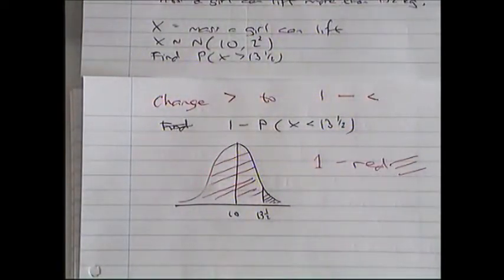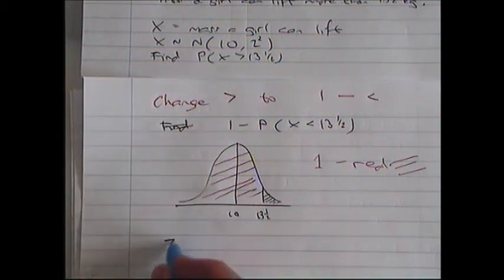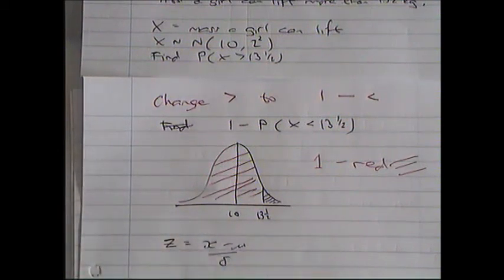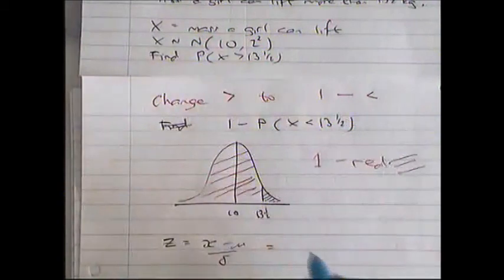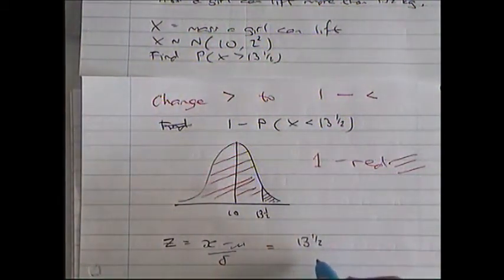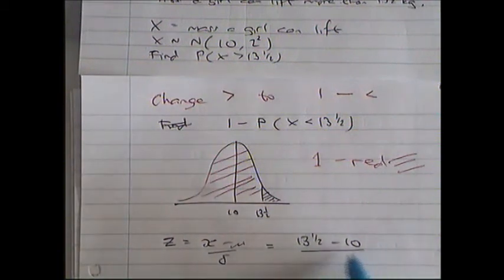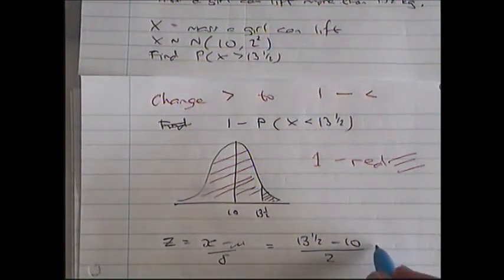So, what do I need to work out? What calculation do I need to do first? Because I cannot deal with these x's with 10s and 2s and things. Yeah, I need to work out my z value, which is always x minus mu over sigma. The x is the value 13.5. Mu is the mean, which was 10. Nicely chosen to make a nice easy sum earlier on. Sigma is 2.